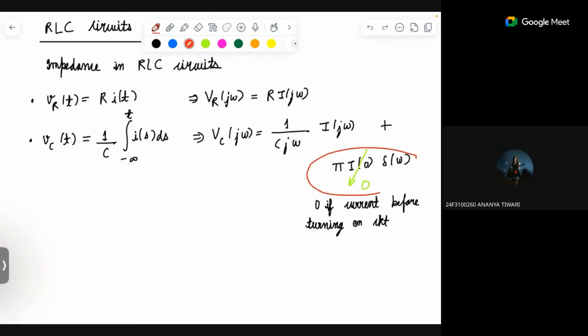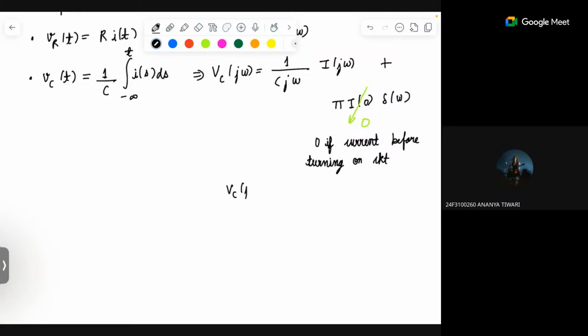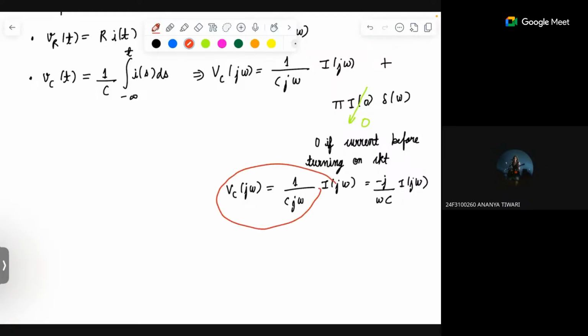So my second term goes to zero. What I'm left with is V_C(jω) equals 1 upon C jω times I(jω). The second term has gone to zero. Now let us bring this j in the numerator. So what I will have is minus j upon ωC times I(jω). Basically, here we did multiplication and division by j, and we got this. This is clear.